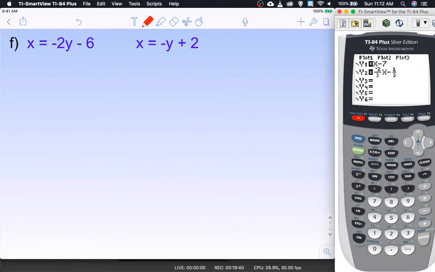So if you want to follow along with me, do the substitution method. Go ahead and pause the video. Try it on your own. When you're ready to continue, hit play, and we'll go through it together.